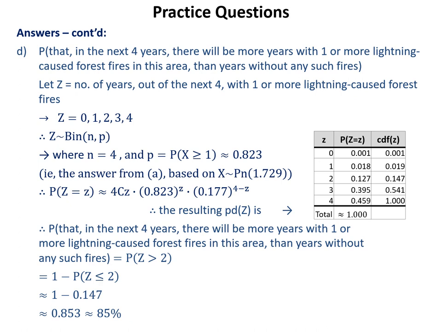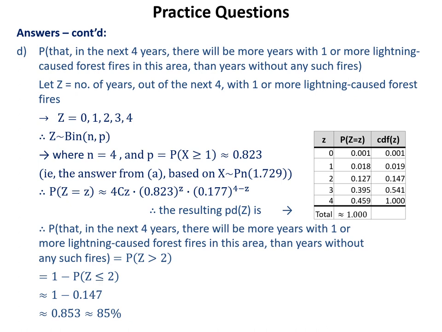The probability that in the next 4 years there will be more years with one or more lightning-caused forest fires in this area than years without any such fires, we need to interpret that and translate it into what values of Z we're looking for here. If there are more years out of four than not, that means more than half are years with one or more lightning-caused forest fires. So we're looking for values of Z that are greater than half of four, which is two. So the answer to this question is equal to the probability that Z is greater than two.